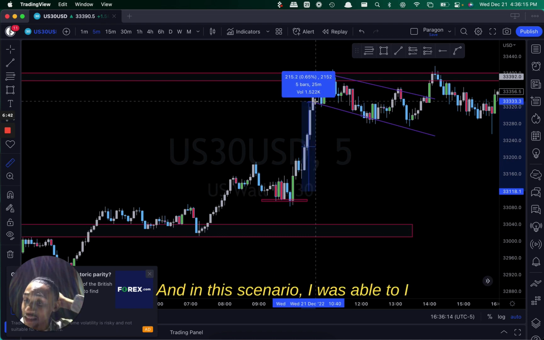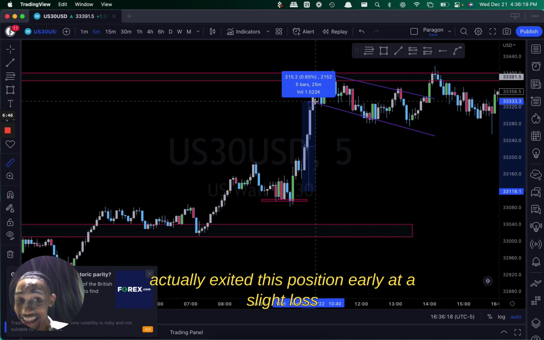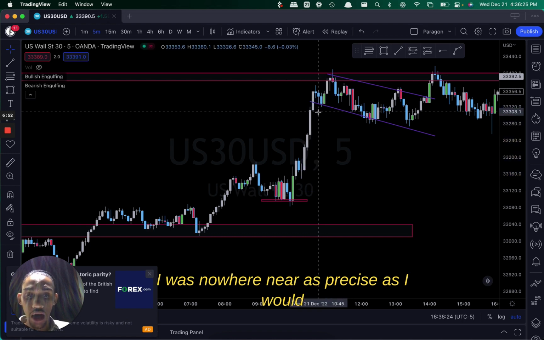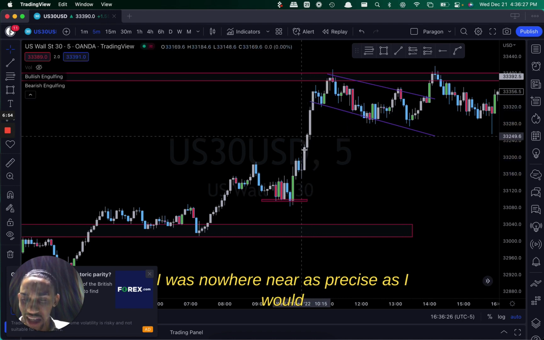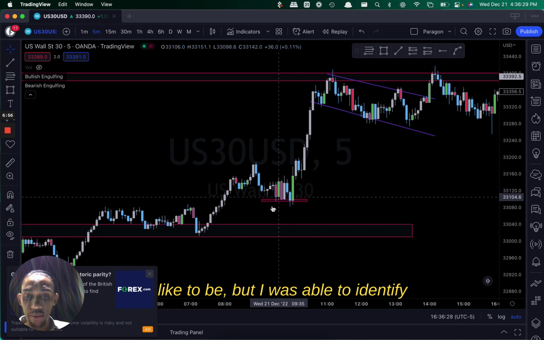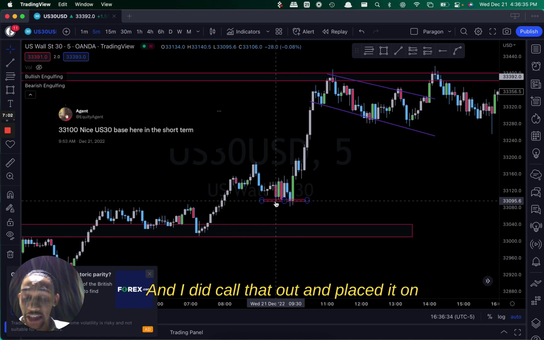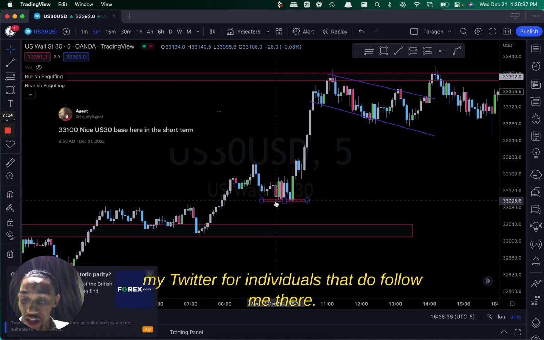And in this scenario, I actually exited this position early at a slight loss because of where my entry points were. I was nowhere near as precise as I would like to be, but I was able to identify this base here at the 33100, and I did call that out and place that on my Twitter for individuals that do follow me there.